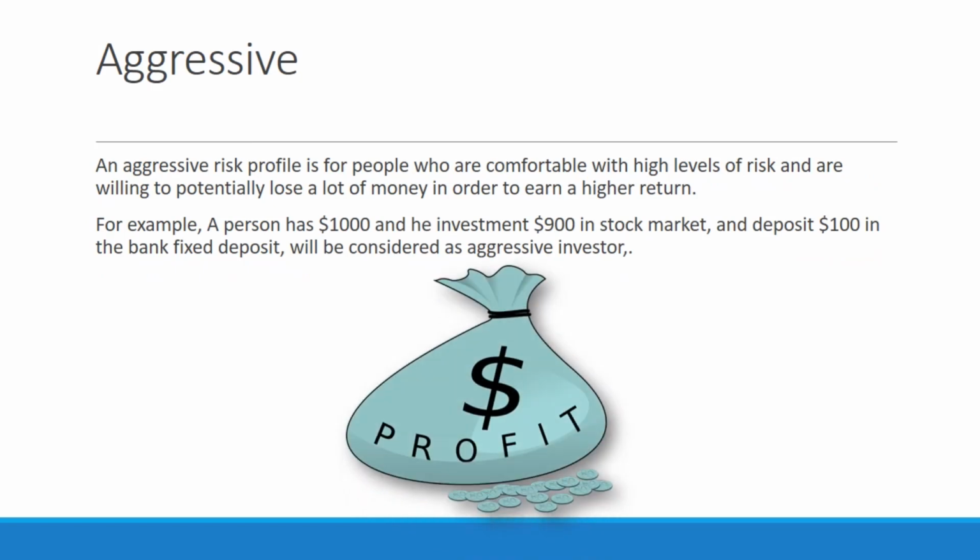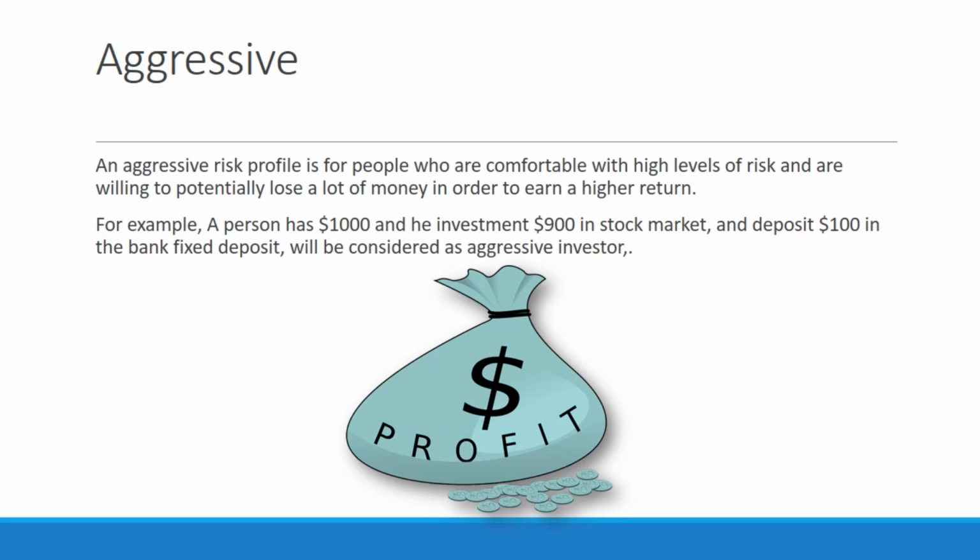The third is aggressive. An aggressive risk profile is for people who are comfortable with high levels of risk and are willing to potentially lose a lot of money in order to earn a higher return. For example, a person has $1,000 and he invests $900 in the stock market and deposits $100 in a bank fixed deposit, will be considered an aggressive investor.